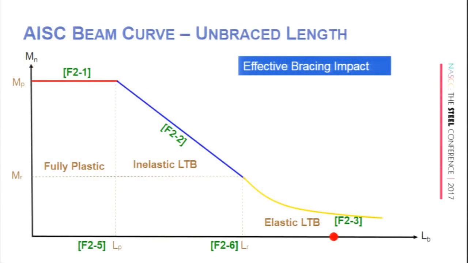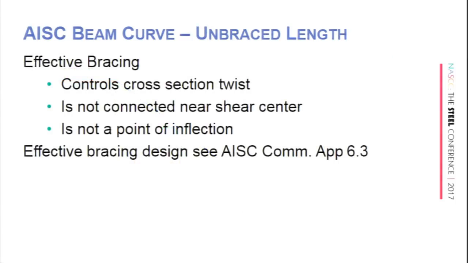So what does effective bracing do for us? Well, between our supports, whatever those happen to be, bridge abutments or between two columns in a building, we start out with an unbraced length way out here to the right that would put us in this elastic lateral torsional buckling range. Of course, if we provide bracing, we might be able to shorten that unbraced length down here into this region, which would then get us into our full plastic moment capacity region, right? Of course, the key there is effective bracing.